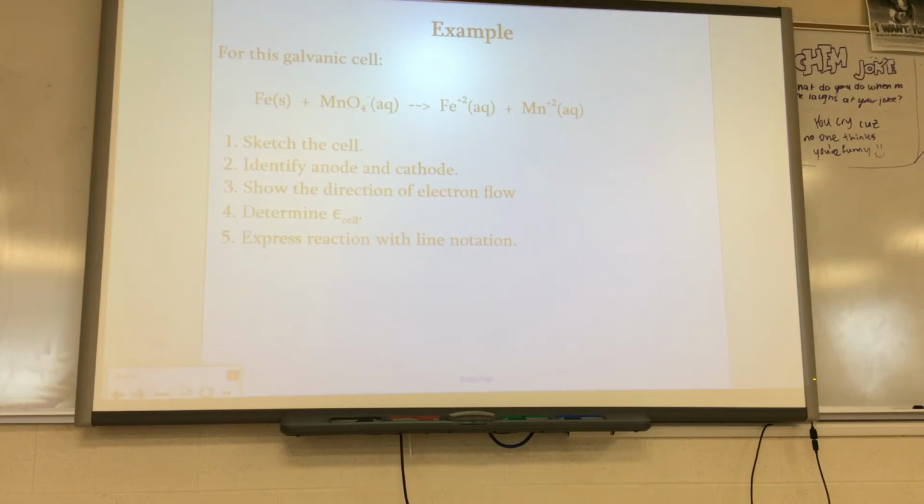Do I write MnO4 minus? Yes, you do. What's the electrode that goes into the cathode? Oh, so it'd be Mn plus 2. No. Mn plus 2 is not a metal, it's an ion, so it stays dissolved. If you're starting with an ion and making an ion, then you've got to use platinum.